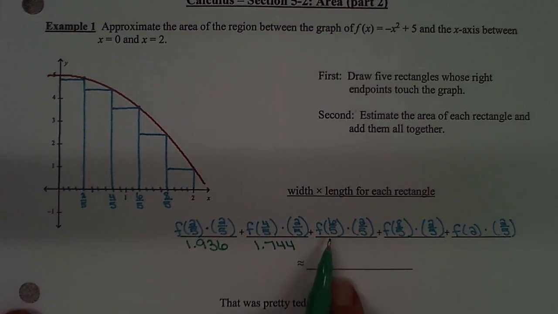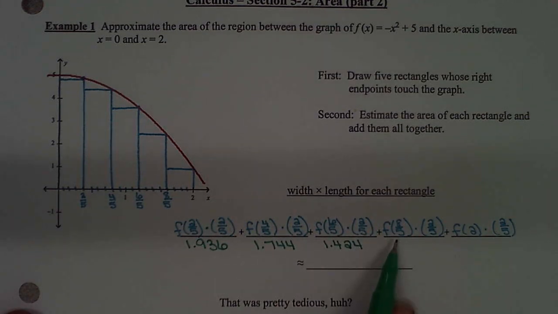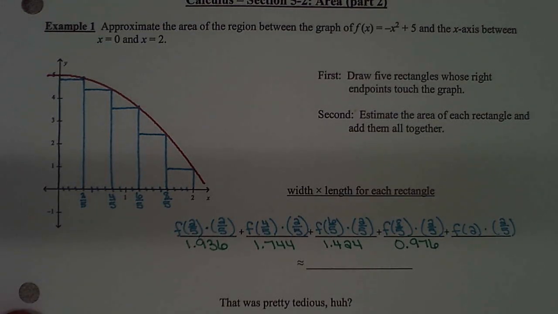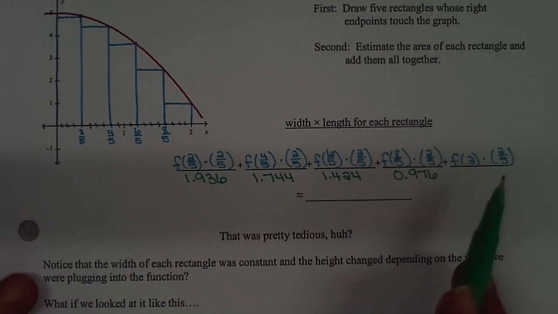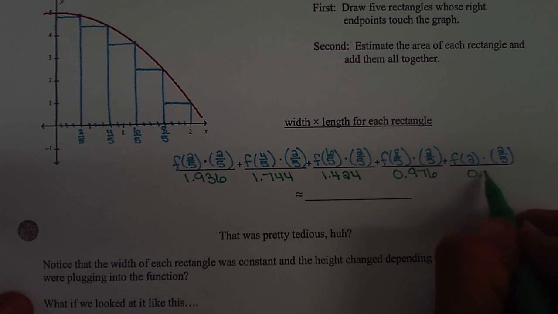If we evaluate it at 6/5 times 2/5, we get 1.424. Evaluating at 8/5 times 2/5 is 0.976. And then the last one here, evaluating at 2 times 2/5, is going to give us 0.4.